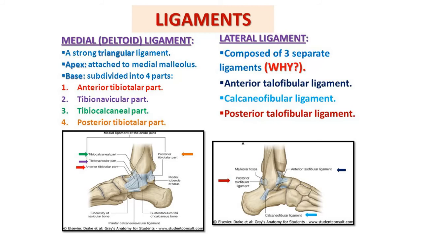On the medial side is the deltoid ligament, shaped like the deltoid. It is a very triangular ligament. The apex is over the medial malleolus, and the base subdivides into four parts. One goes to the anterior tibiotalar part; the anterior tibionavicular part goes to the navicular bone; the tibiocalcaneal part goes from the tibia to the calcaneum; and the posterior tibiotalar part is posteriorly. So there are four parts of the deltoid ligament.